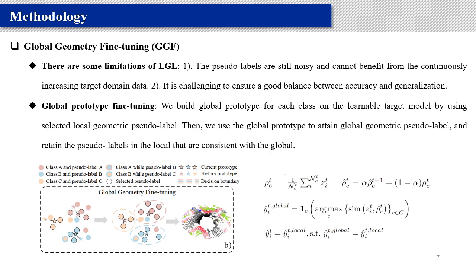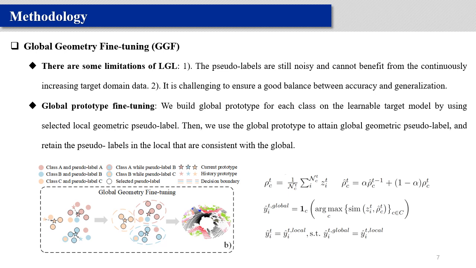Although the pseudolabels have been enhanced with local geometry through LGL, there are some limitations. Firstly, the generated pseudolabels are still noisy due to domain shift and cannot benefit from the continuously increasing target domain data. Secondly, the selected local geometric pseudolabels are chosen by lambda. It is challenging to ensure a good balance between accuracy and generalization in the selected samples.